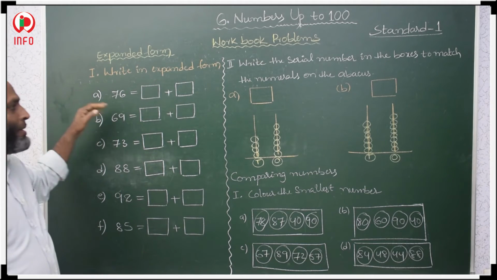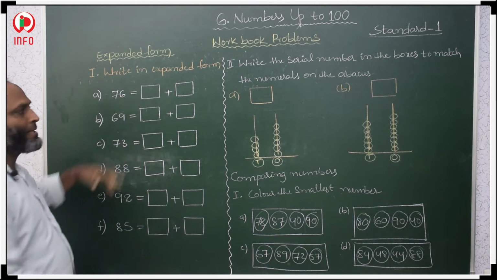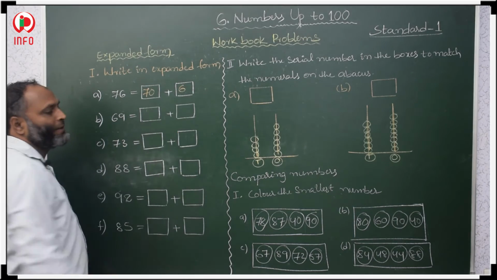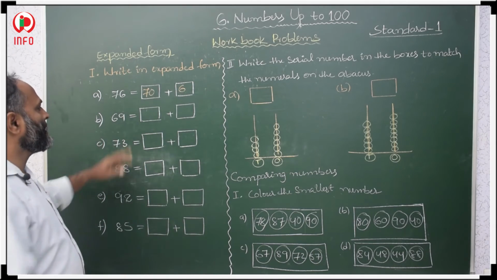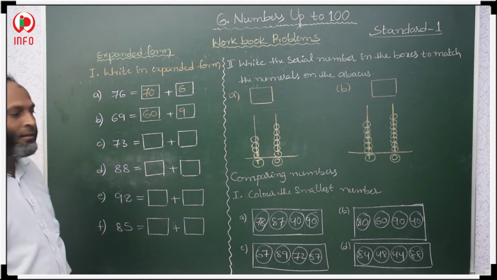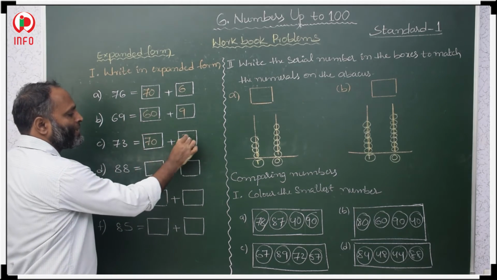So, how to write in expanded form? Before that we discuss. 76, then how to take 76? 70 plus 6, 76. 69, how the 69? 60 plus 9 is 69. 73, 73 means 70 plus 3, 73.